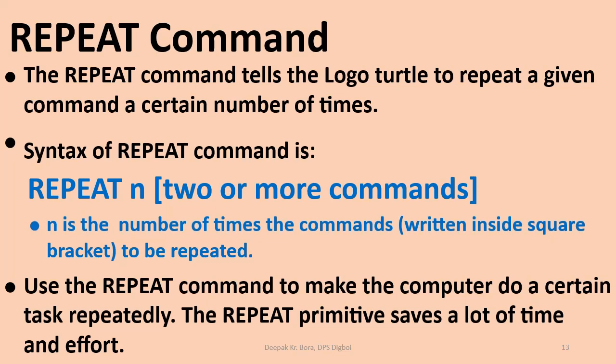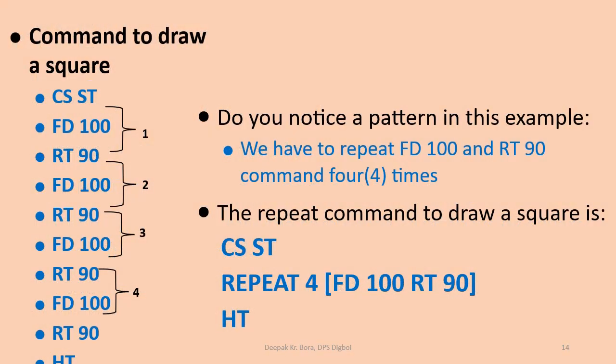We use the repeat command to make the computer do a certain task repeatedly. The repeat primitive saves a lot of time and effort. Instead of writing the same command again and again, we just write the repeat command and the number of times we should repeat. Repeat command is used for looping. So here we are seeing the concept of looping, that is repetition. Now let us see how to use the repeat command.